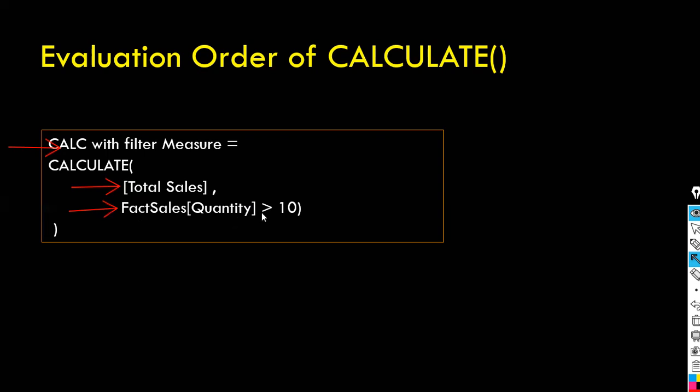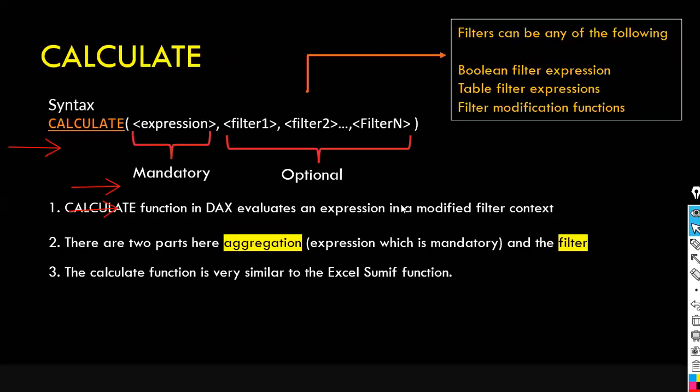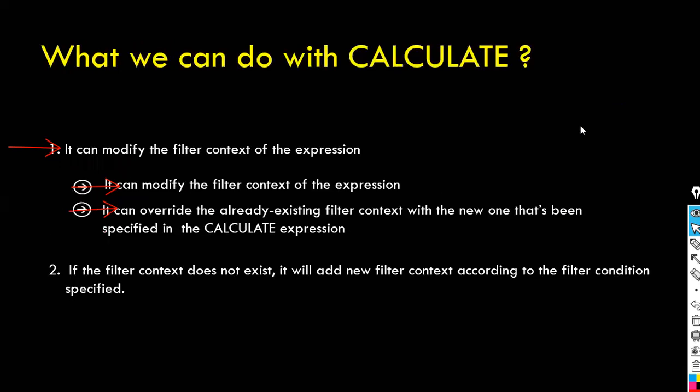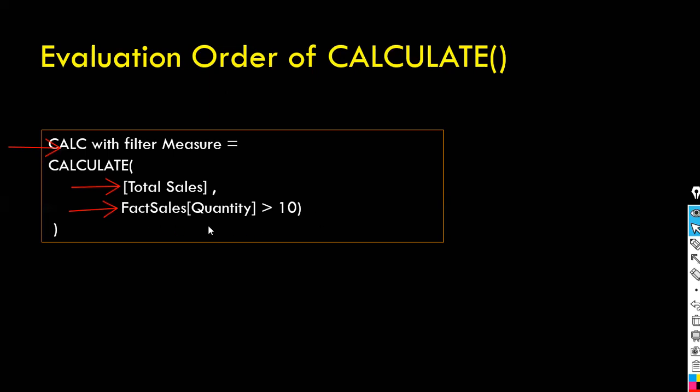In this table, for those products we sold more than 10, you compute the total sales. We don't want the total sales for everything. The filters can be anything: a Boolean filter, a table filter, or filter modification functions. Here we have used a simple expression, a Boolean filter expression. If the condition is true, then you do the aggregation on this column.